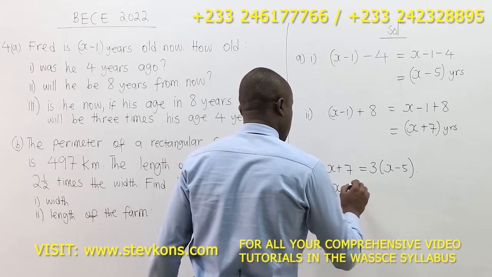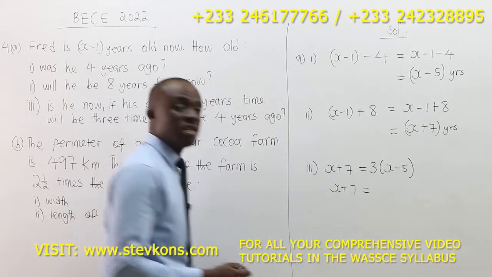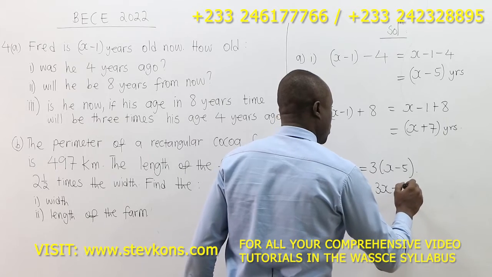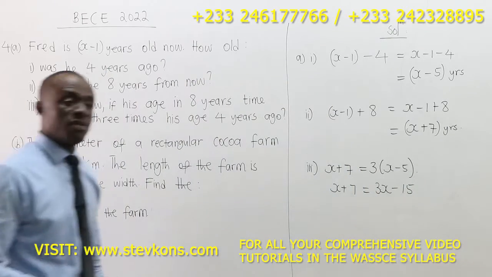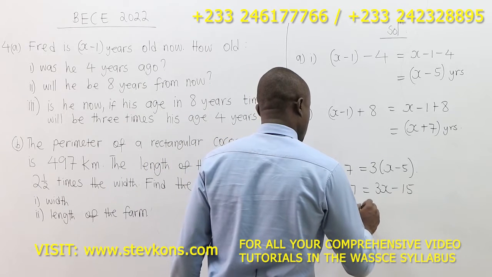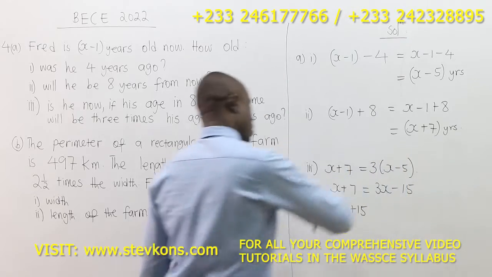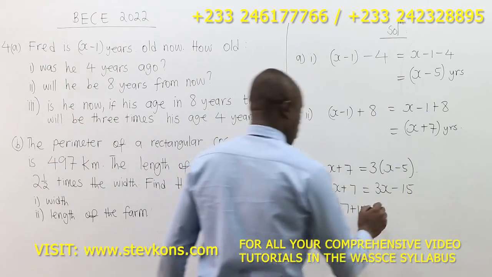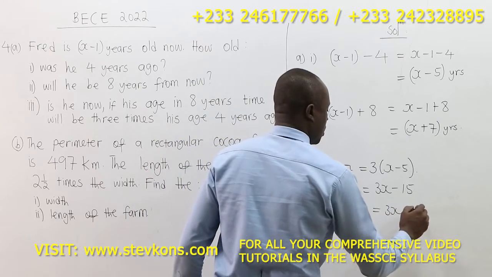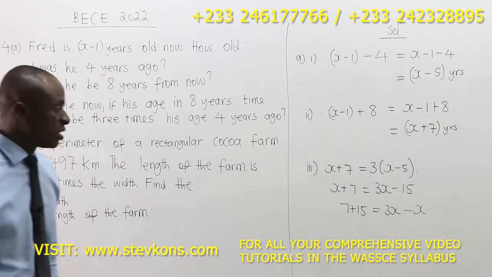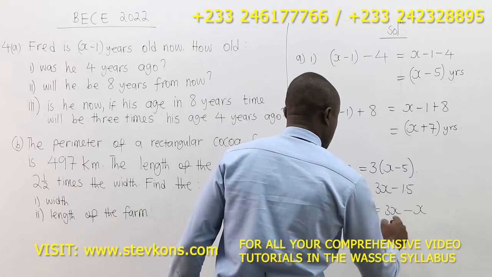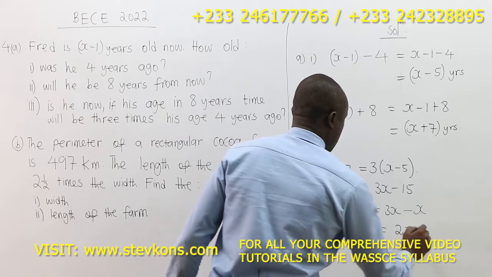So we have X plus 7 equals 3 times X minus 5, expanded using the distributive property: 3X minus 15. From here, we group like terms. So we have 7 plus 15 on one side. Positive, negative, cross it: the 15 becomes positive. Equal to 3X, and this positive X crossing becomes negative. Now, 7 plus 15 is equal to 22. 3X minus X is 2X.